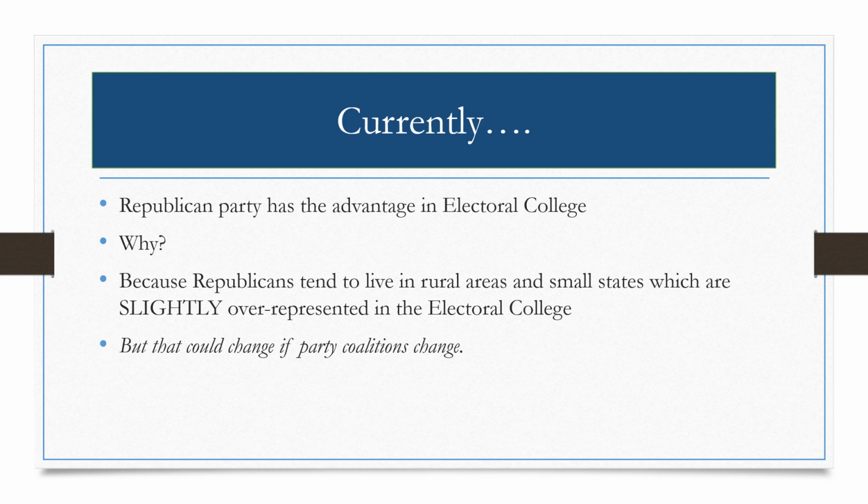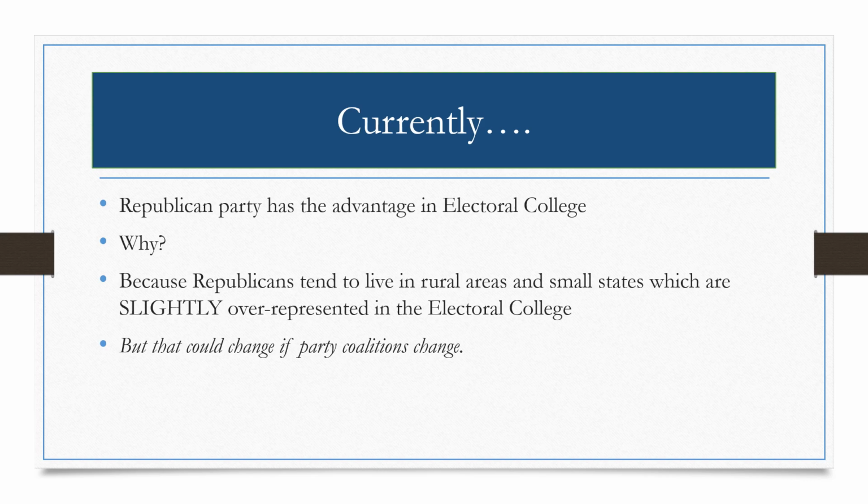Currently, the Electoral College gives a slight advantage to the Republican Party. This is because rural states and small population states are slightly overrepresented in the Electoral College, and small rural states tend to be majority Republican. What do we mean by overrepresented?